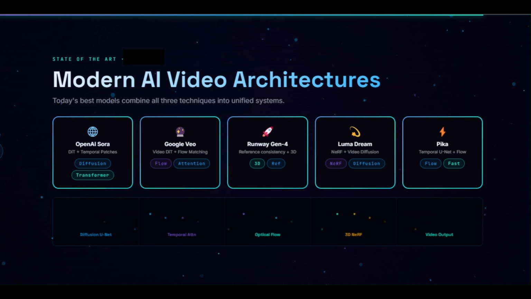The entire industry is moving toward a new perspective. Video is no longer treated as a sequence of images. It's treated as a single space-time problem. And that shift is driving the incredible progress we are seeing today.